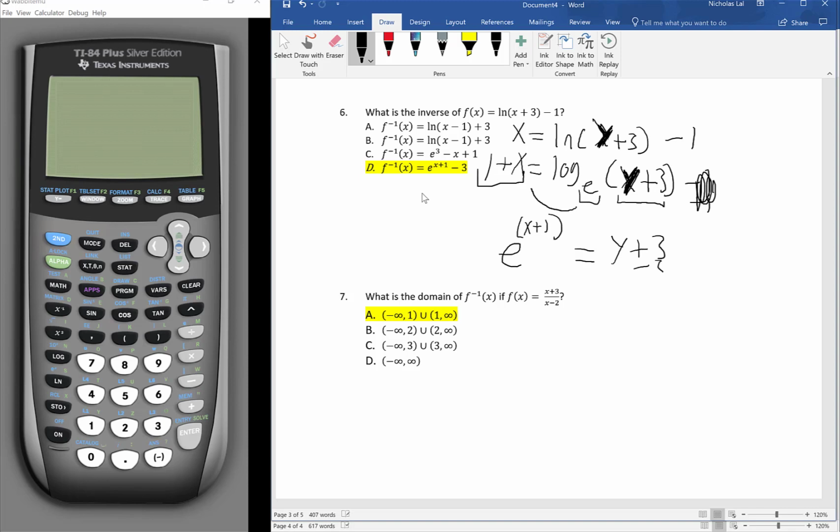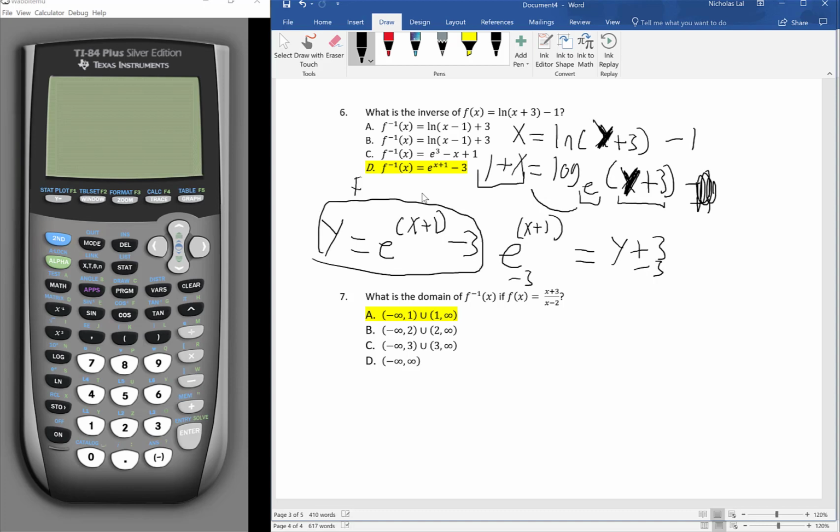So to isolate y, we have to subtract 3 from each side. y should be equal to e to the x plus 1 power minus 3. So e to the x plus 1 power minus 3, that is the inverse of f of x. So the answer to 6 is D.